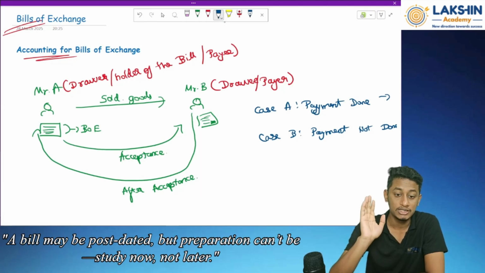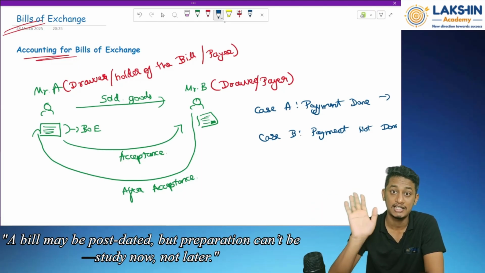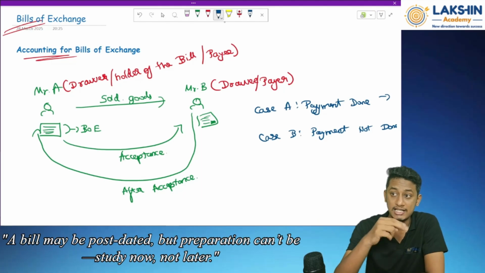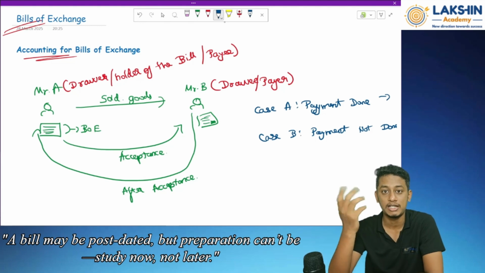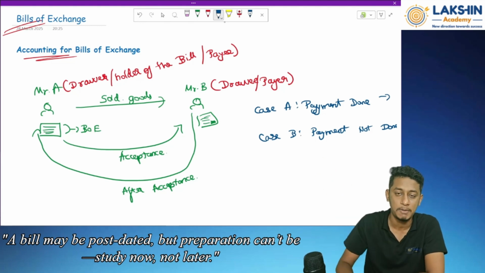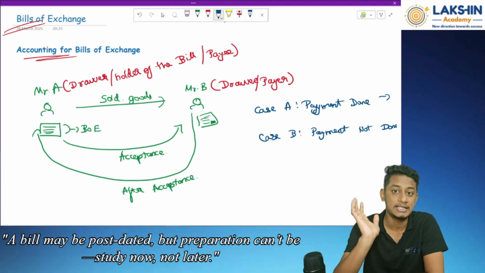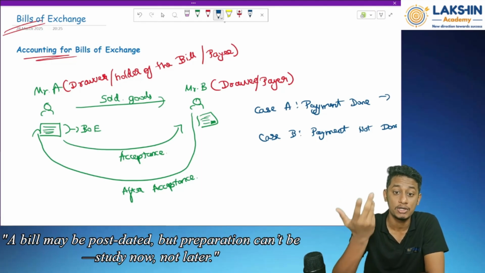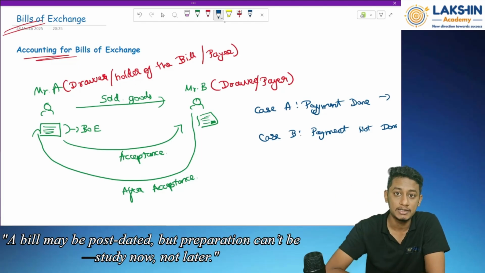Clear? So this is the option Mr. A has when he is drawing a bill of exchange, rather than just saying it by word of mouth. Today he might say that, okay, make me the payment in 3 months. After 3 months, Mr. B will say, no, when did I say that I will make the payment? I won't be making the payment today. So now Mr. A is stuck over here. He cannot do anything because he doesn't have any record of Mr. B confirming that after 3 months he will make the payment.